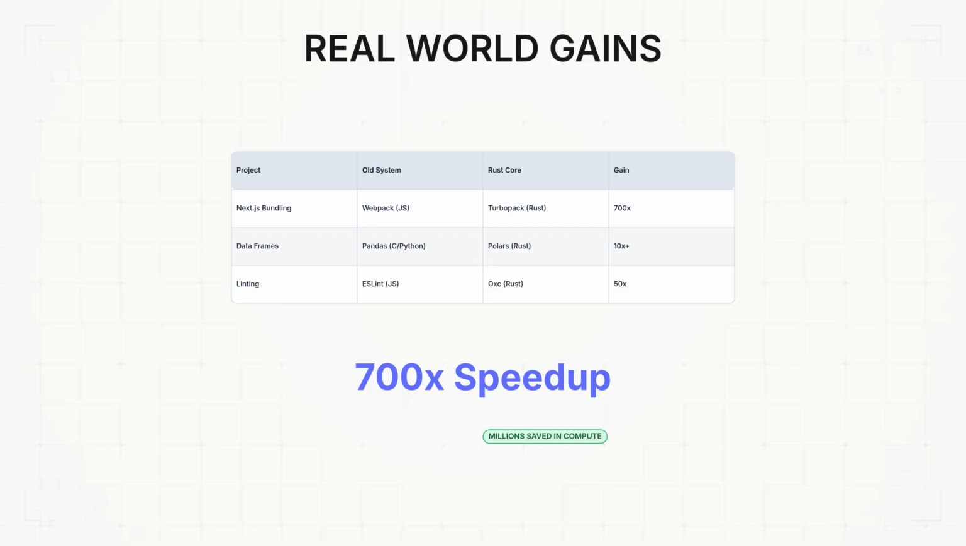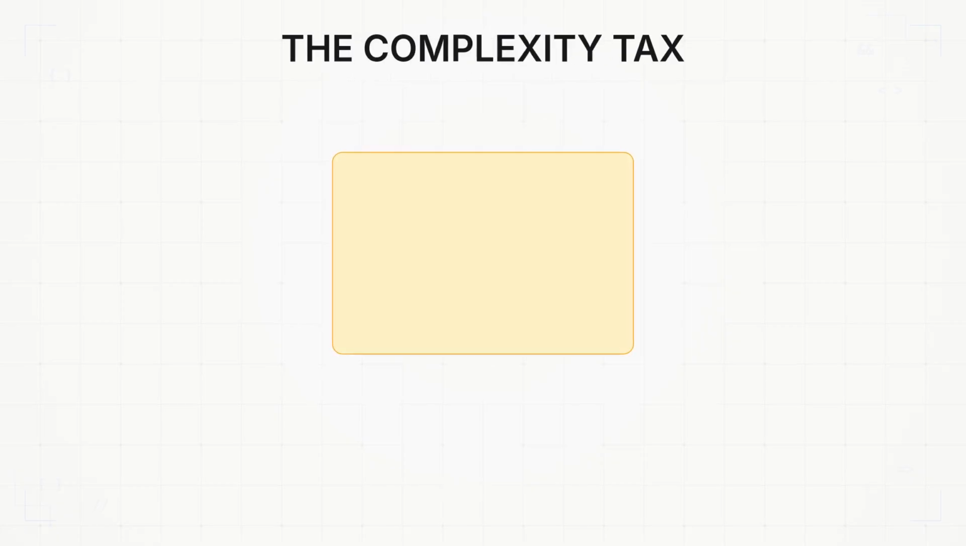This isn't just about saving seconds on a build, it's about cost. For large-scale cloud services, a 2x increase in efficiency across a fleet of thousands of servers translates to millions of dollars in saved compute costs. This is why the Rust core isn't just a developer preference, it's a massive financial incentive for every major tech company. However, this shift comes with a cost.